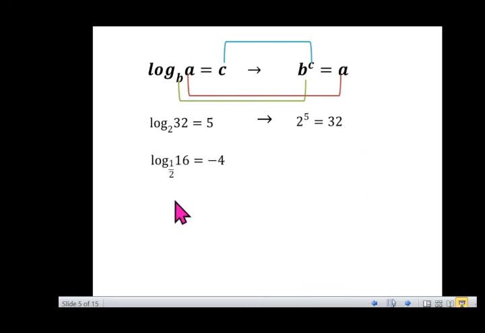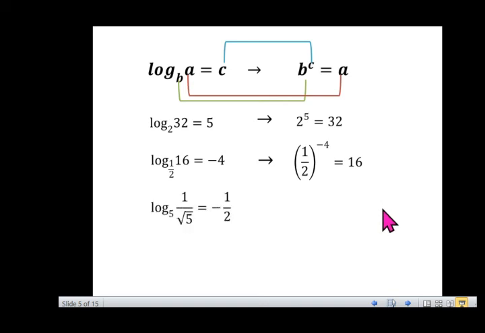Another example, logarithm of 16 with base 1/2 equals -4. Rewriting, your b is 1/2, your c is -4, which will become the exponent, so that is 1/2 raised to -4, and your a is 16, so your exponential equals 16. So you have 1/2 raised to -4 equals 16.